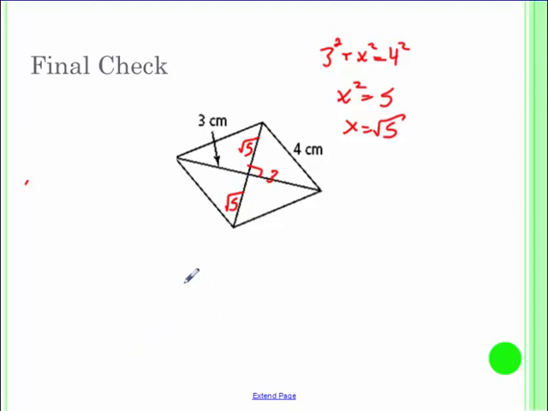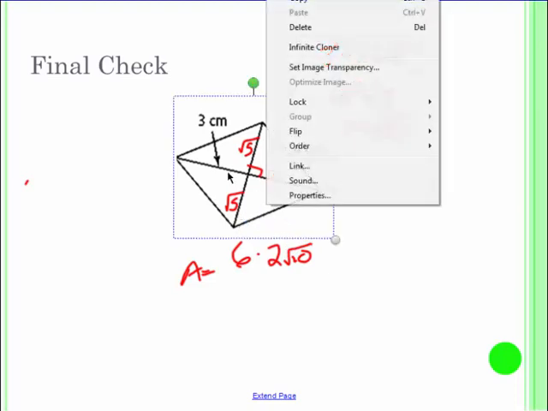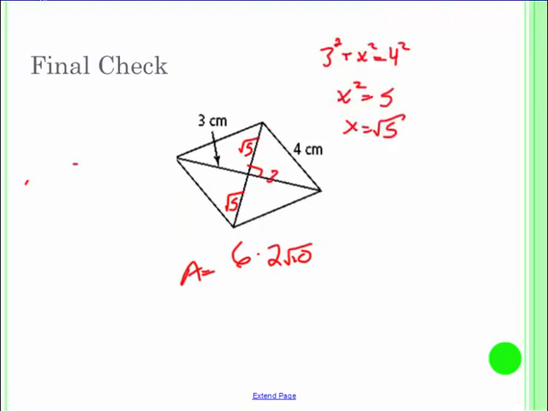Okay, so now let's go ahead and find my area. Diagonal 1 is 6 because 3 plus 3, times diagonal 2, which is 2 root 5. I guess we'll start over from here. We got 6 times 2 root 5 over 2. And multiply that out, you get 6 square root of 5.